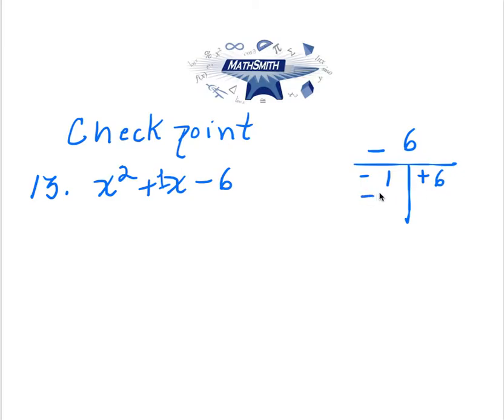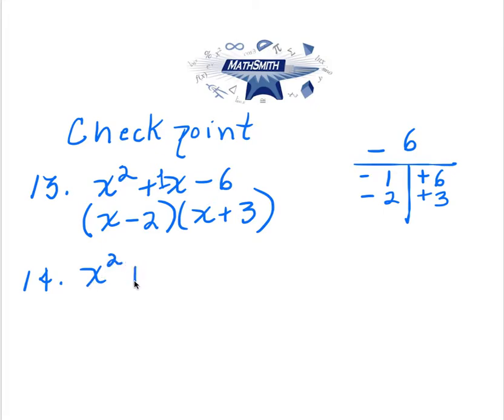And then I'm going to have negative 2 and positive 3. Wait a minute, this could work, right? Because negative 2 plus 3 is going to give me that positive 1, and it multiplies into negative 6. So that is my factoring. So it's going to be x minus 2 times x plus 3. Okay. All right, number 14.